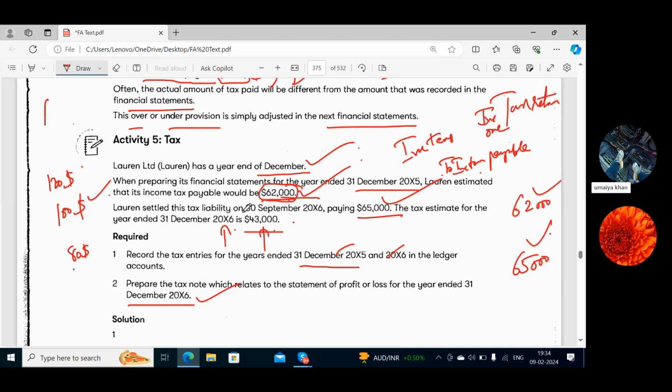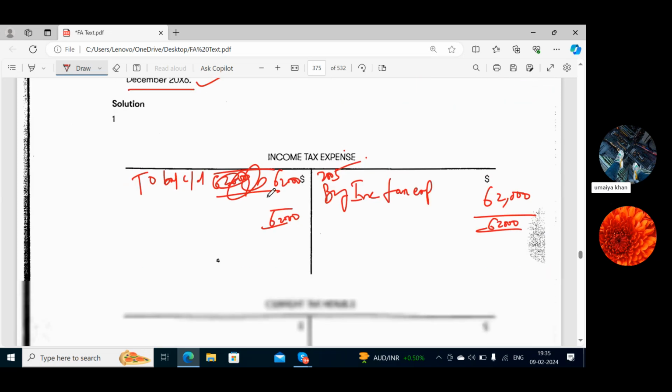That too in the month of September. In the month of September, they are paying 65,000. Okay, and their estimate was 62. So there is 3,000 extra payment happening. This is liability, right? This is the extra tax debt. So actually I'll write it here only. So this is like, I'll write the dates also.